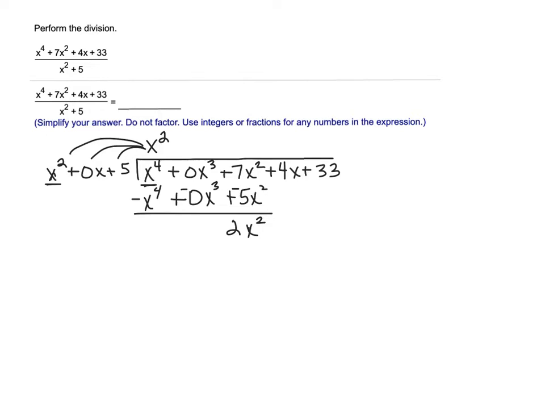So we have 2x squared. Let's bring the 4x down, and we'll start over from there. So once again, we're starting over. We have x squared, and we have 2x squared. We're going to do the same thing.